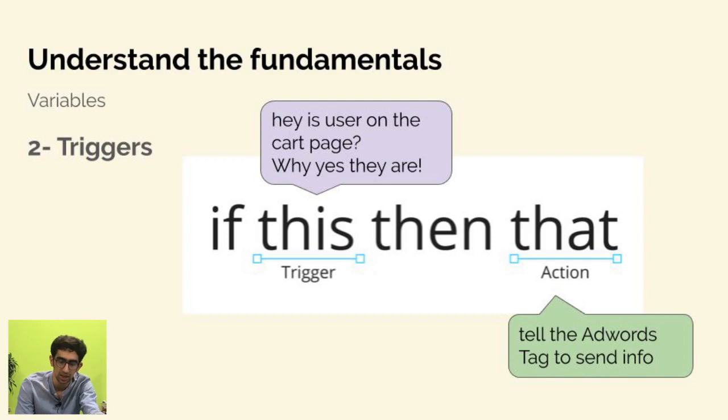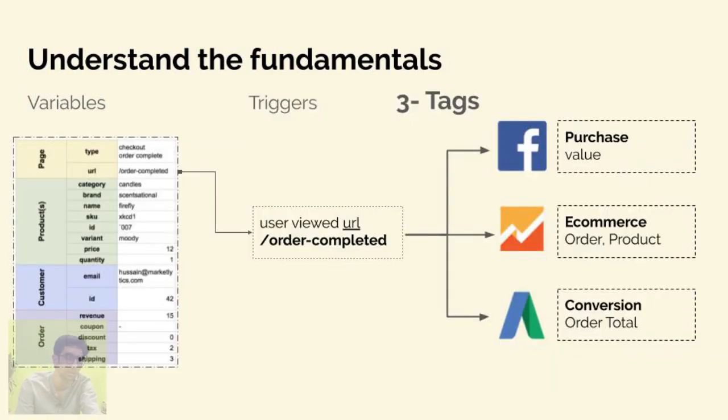And the last one is tags. So tags is the actual mechanism with which the data gets sent into the platforms. So tags is a combination of variables that define what data is being sent, as well as the structure of scripts that the platform needs, and lastly, triggers which define when it would be triggered.